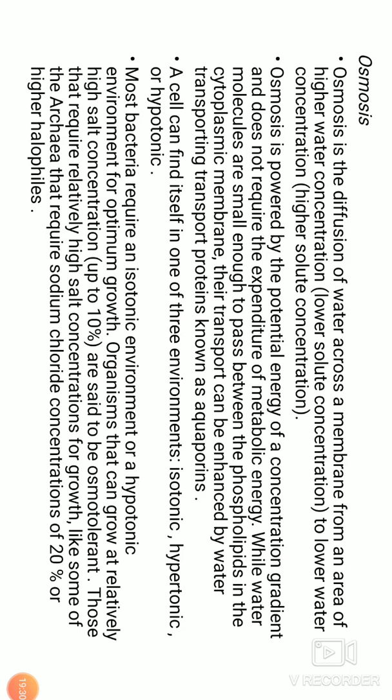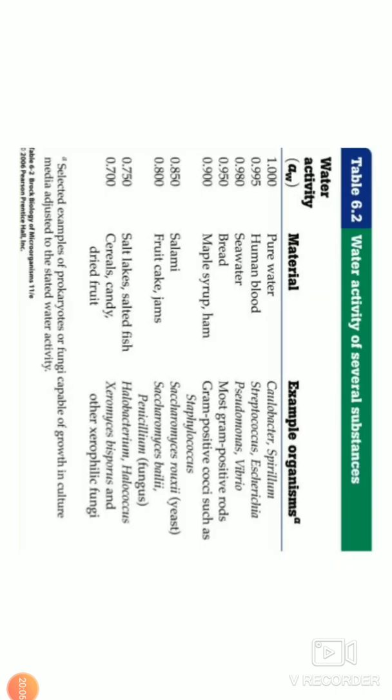The kind of environment we can give is of three types: isotonic, hypotonic and hypertonic. Most bacteria require an isotonic environment, or some grow in a hypotonic environment, for optimal growth. Organisms that grow at relatively high salt concentration are said to be osmotolerant, and they require high salt for their growth also, like some archaea that require high sodium chloride concentration up to 20%.